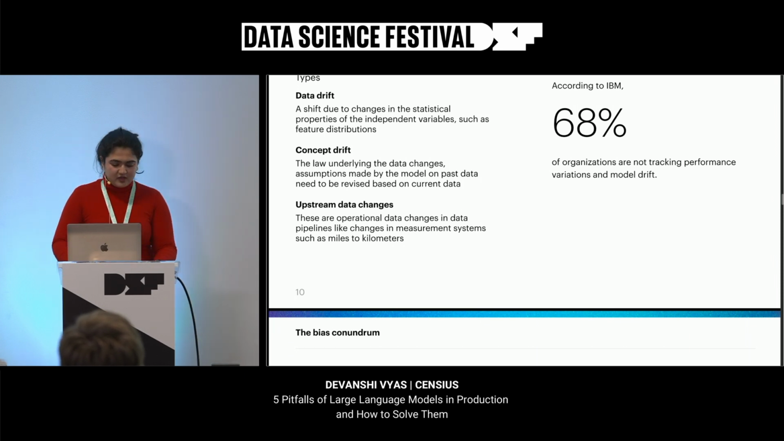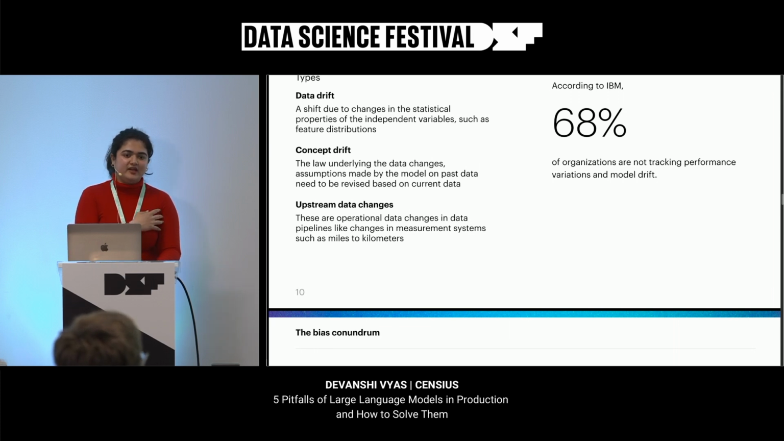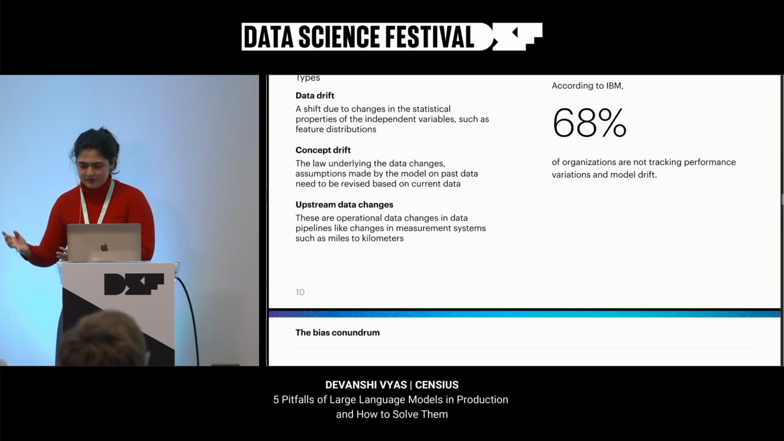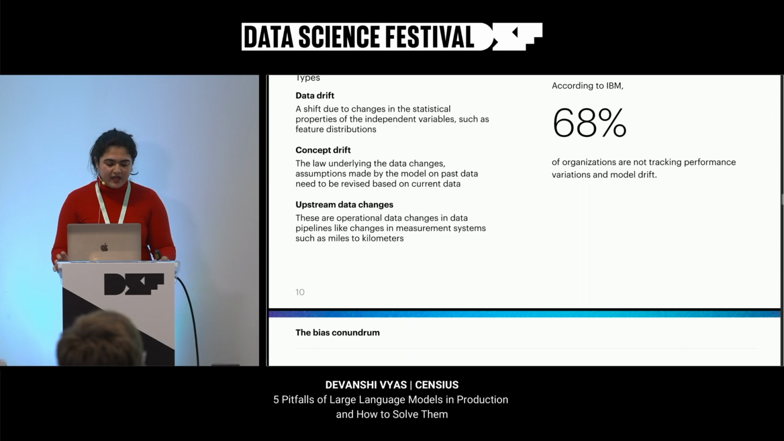There are also upstream data changes, especially, for example, if there's a company that operates in the US and then has to operate in the UK. They use different measurement systems, so we'll have to update pounds to kilograms and miles to kilometers. So those are generally what cause these drifts.